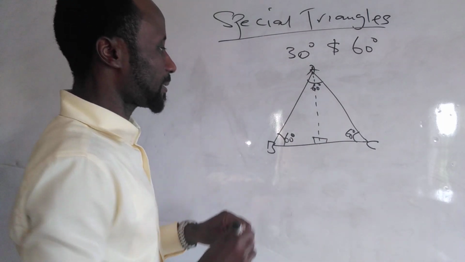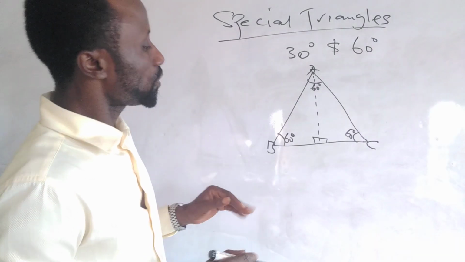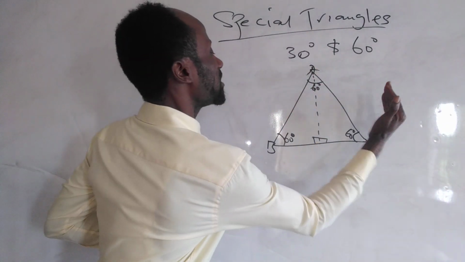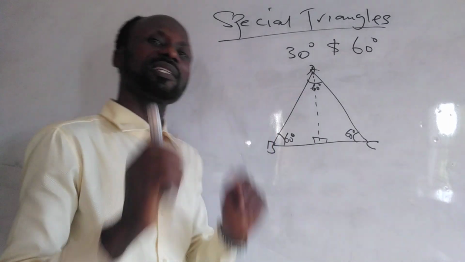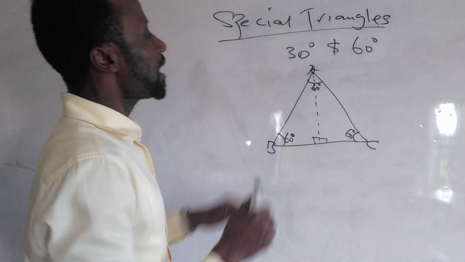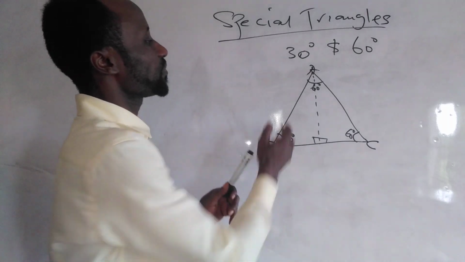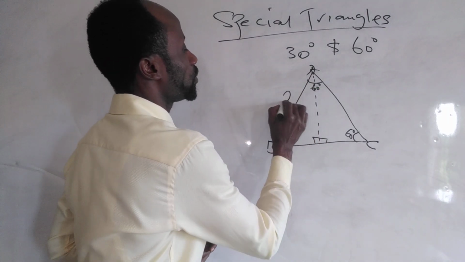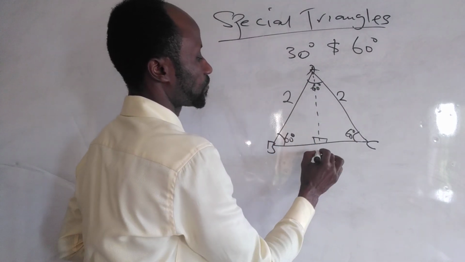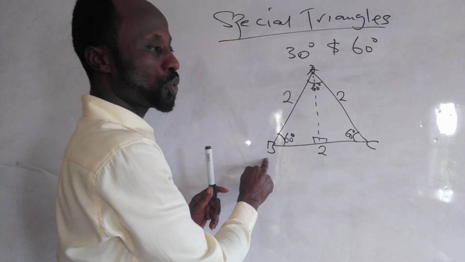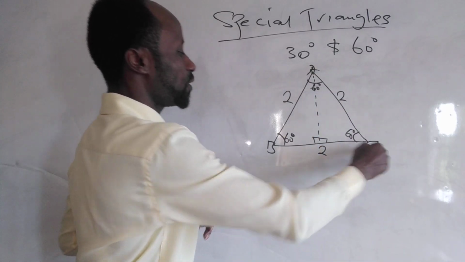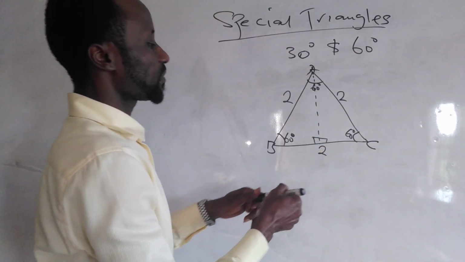So if I do that, it means that one side of it is 90 degrees and the other side of it is 90 degrees. Now I will consider the side to be 2 units. That means AB is 2 units, AC is 2 units, and BC is 2 units.